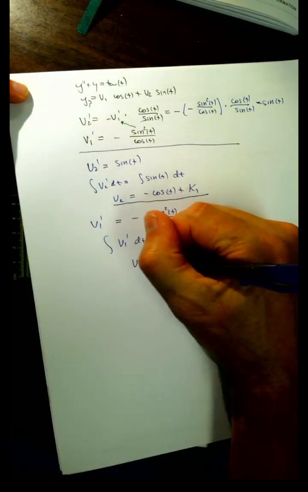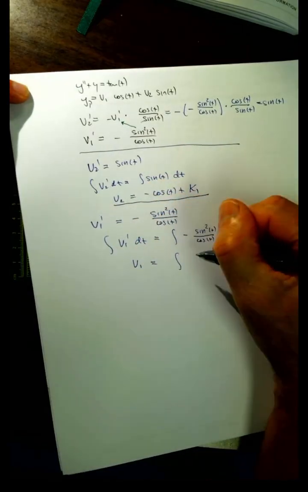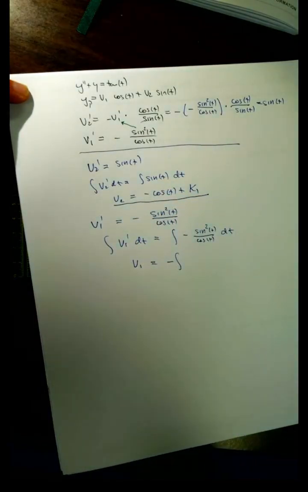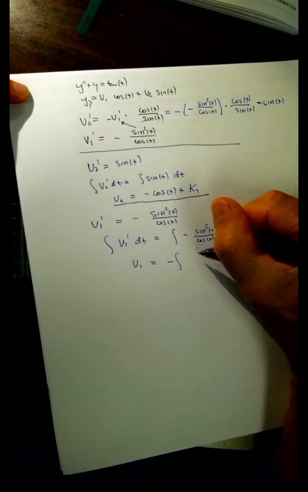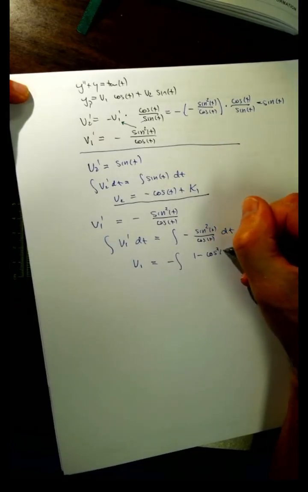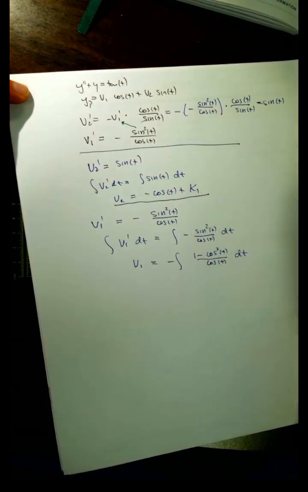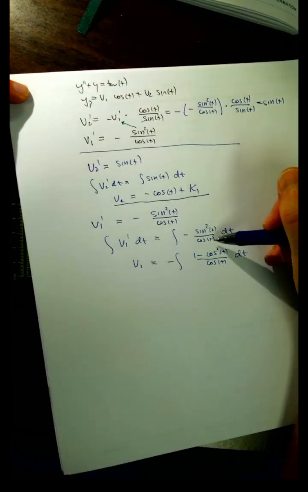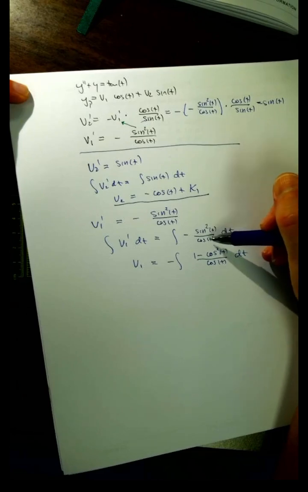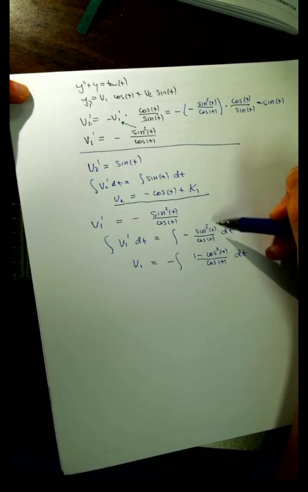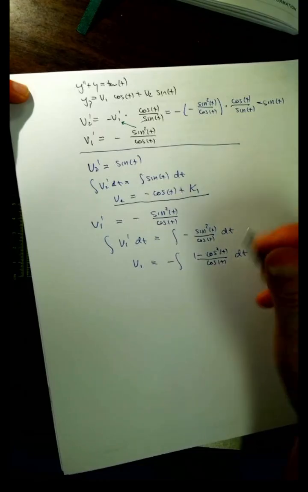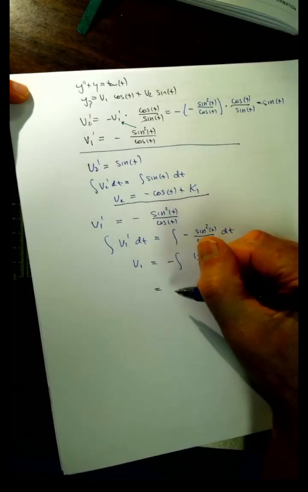Antiderivative of v1 prime is v1. Let me pull the negative sign out. Sine squared is what? 1 minus cosine squared? And I'm doing that to get everything in terms of cosines, and I'm not going to do a u substitution because the derivative of cosine is going to be sine, and I've got a sine squared. So let me try this. If this doesn't work, I'll just try something else.